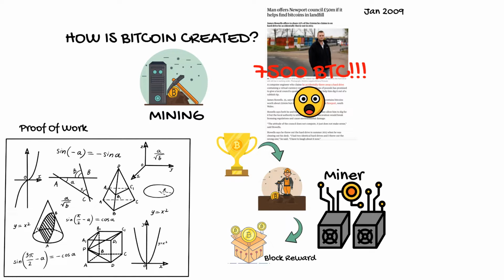Jeez. 7,500 Bitcoin. That's slightly over $300 million today. That's crazy. I mean, he's trying to recover it now. I think he's actually offered to pay the council to dig at the landfill to see if they can find it and recover it, and he's offering to pay them a reward if they do find it.